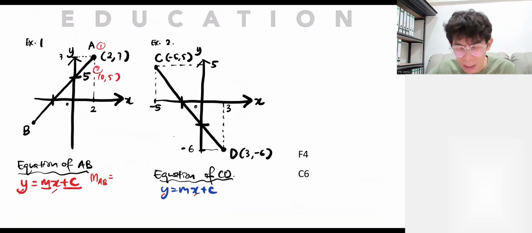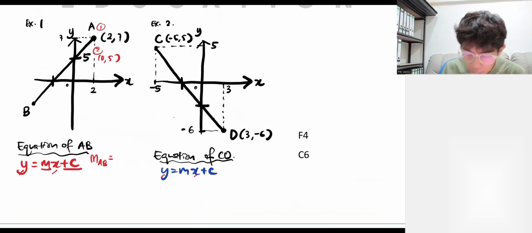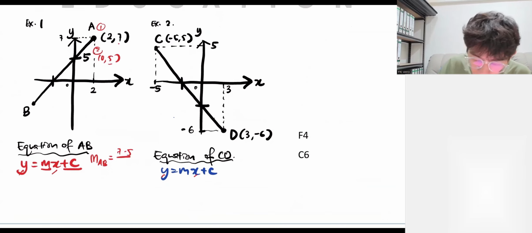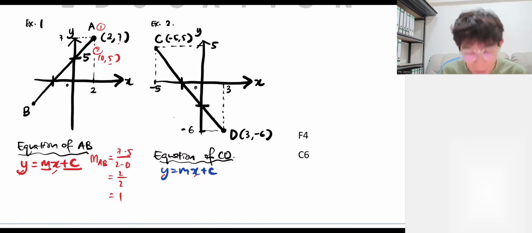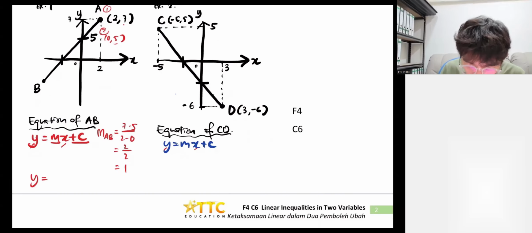Even if you say, teacher, can I put the 0, 5 as my first coordinate and my 2, 7 as the second coordinate? Yes. Nobody says the A there, 2, 7 must be the first one. You can put any one as the first. Then I will go for my y1 minus y2. So 7 minus 5 as usual. And then 2 minus 0. So 7 minus 5, you get 2. 2 minus 0, you get 2. So gradient 1. Oh, okay. Positive 1. Go upwards, correct? Correct? So I replace y equals x plus c.